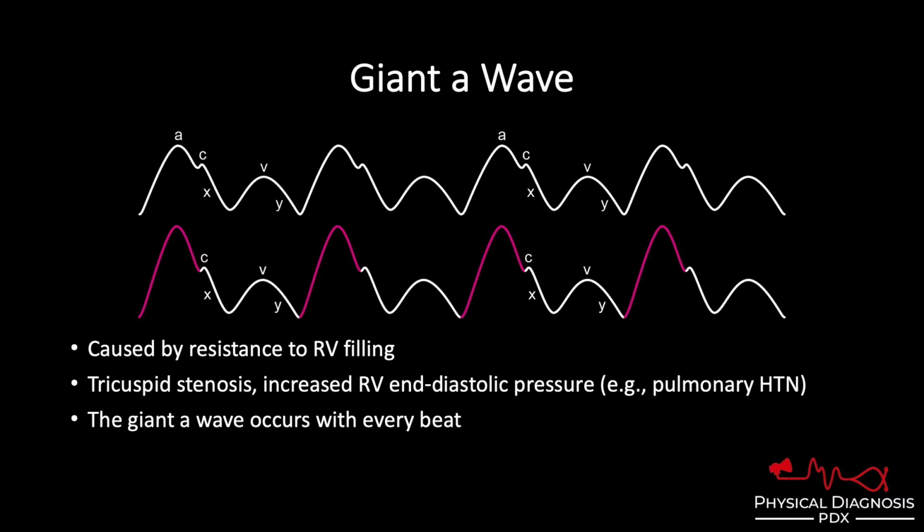The A wave here is larger than normal. Okay, so again, what causes the A wave? Well, that's right atrial contraction. So what would cause the pressure to build up higher in the right atrium than it normally would? Well, that's going to be any resistance to RV filling, and that's going to occur as a result of tricuspid stenosis.